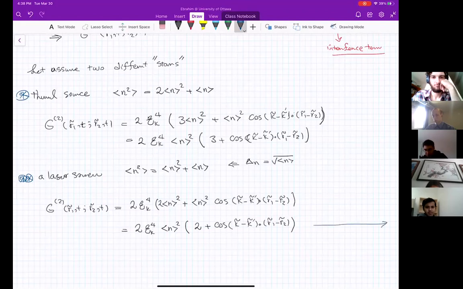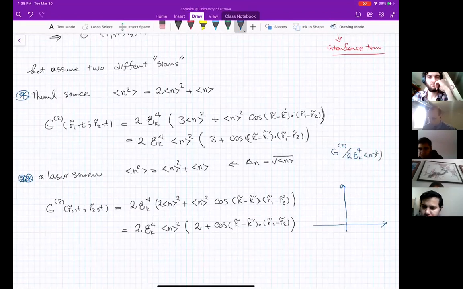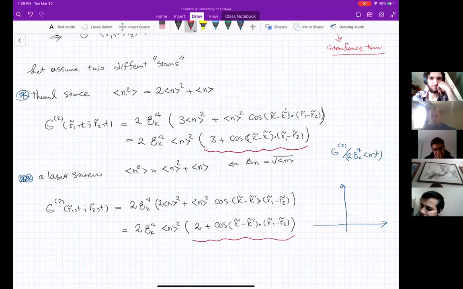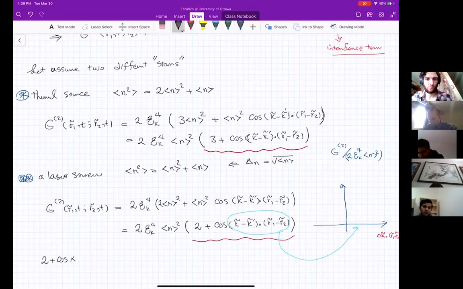So let's plot it. I'm plotting G2 divided by 2 e k⁴ n squared. Essentially, what I'm doing is plotting this expression and that expression in terms of delta k dot (r1 minus r2), in terms of this argument. Right? So essentially I'm plotting these two functions, 2 plus cosine of x and 3 plus cosine of x. One is for thermal and the other one is for a coherent source.